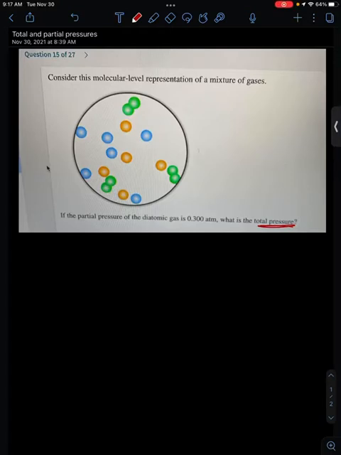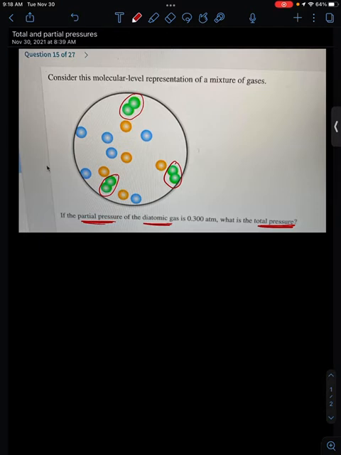In this question here, we're asked to figure out the total pressure of a mixture of gases based off the partial pressure of our diatomic gas. Well, the first thing we need to do is figure out which ones are the diatomic gases right here. So that would be these green ones because there's two, like it's represented with two atoms in this picture. So it's saying the partial pressure of the diatomic gas is 0.3 atmospheres. What is the total pressure?